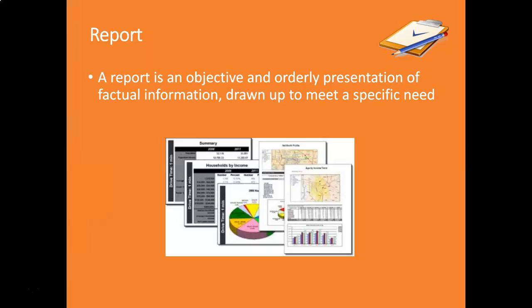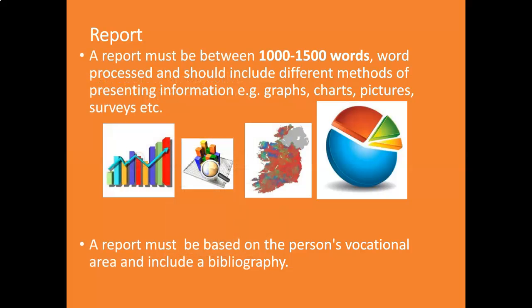Right, so now let's move on to the report. A report is an objective and orderly presentation of factual information drawn up to meet a specific need. Here's an example. These are basic financial reports. Summary households by income, a budget chart, and mappings and column charts. So that's basically what reports are. So let's go to the next slide.